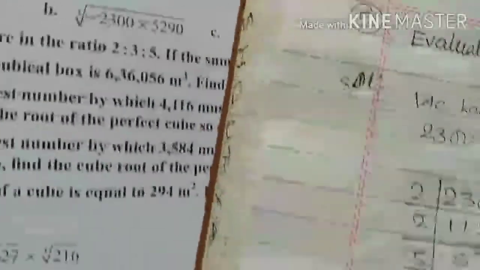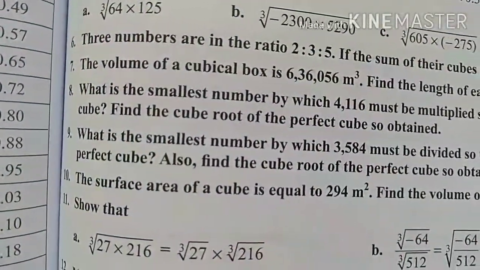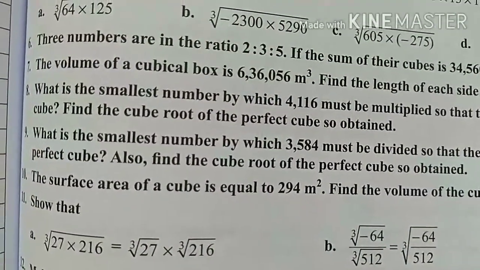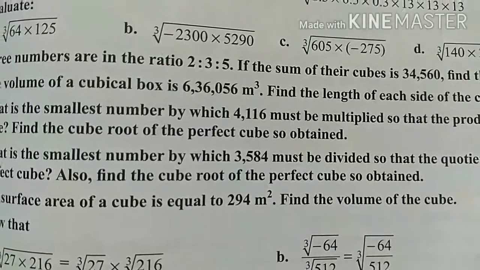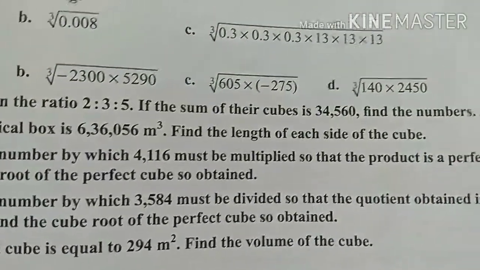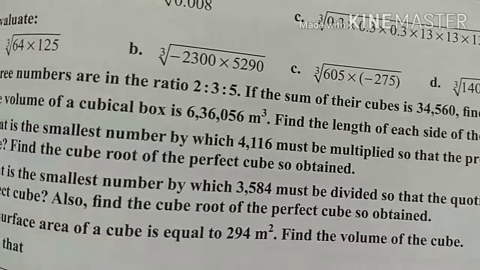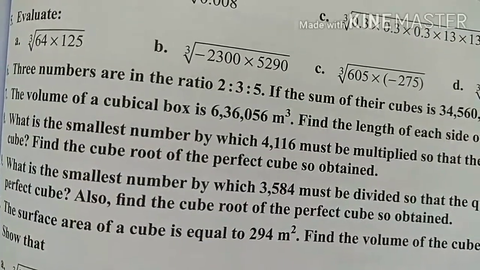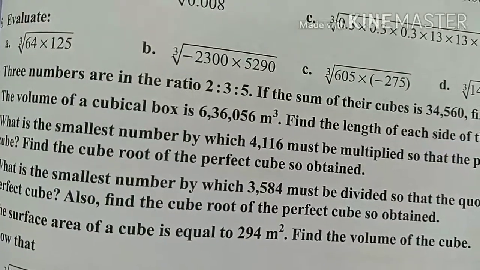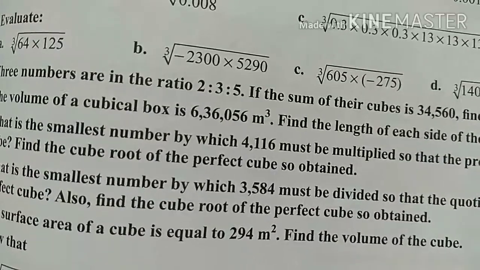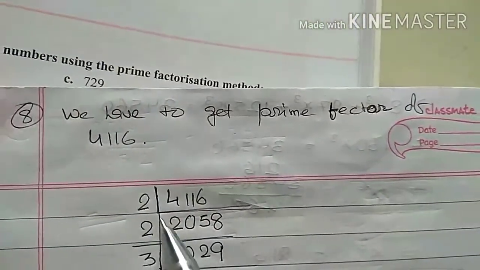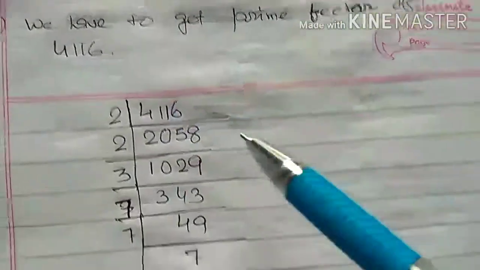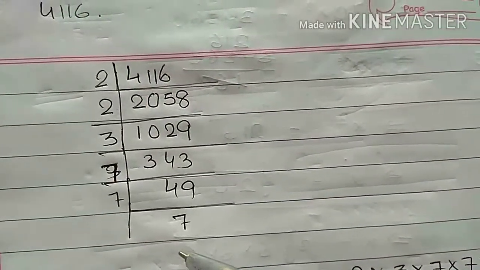Okay. Look, the next question is: what is the smallest number by which 4,116 must be multiplied so that the product is a perfect cube? Find the cube root of the perfect cube so obtained. Okay. So first of all, we have to get the prime factors of 4,116. I have just done the prime factorization of that number.